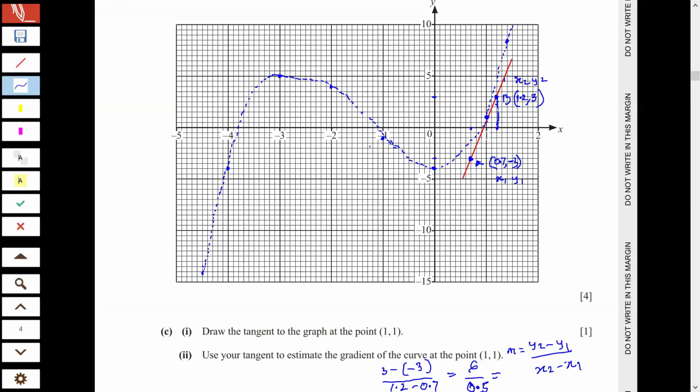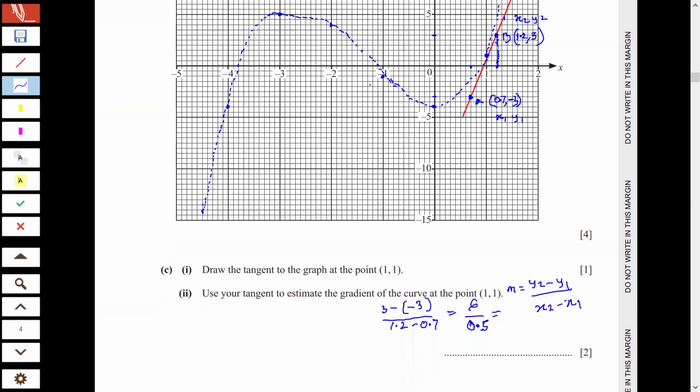So if we divide 6 by 0.5, the value we get is 12. So the gradient is equal to 12. We'll give 12 as the gradient. So that's it for this question.